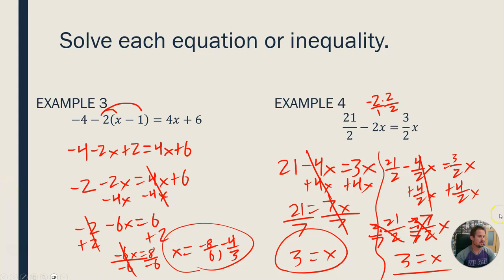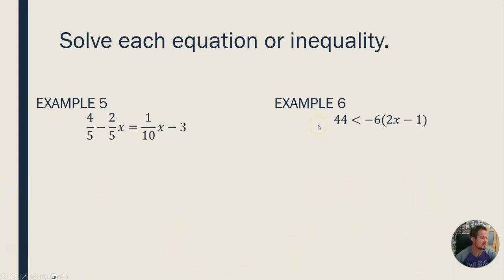Okay? Let's see here. Let me scroll. All right, let's take a look at these two, examples 5 and 6. This one right here, example number 5, is another example dealing with fractions. Sometimes we're afraid of dealing with fractions because there's a lot of stuff going on. In this particular problem, these two fractions are fifths. They have a denominator of 5. This fraction has a denominator of 10.